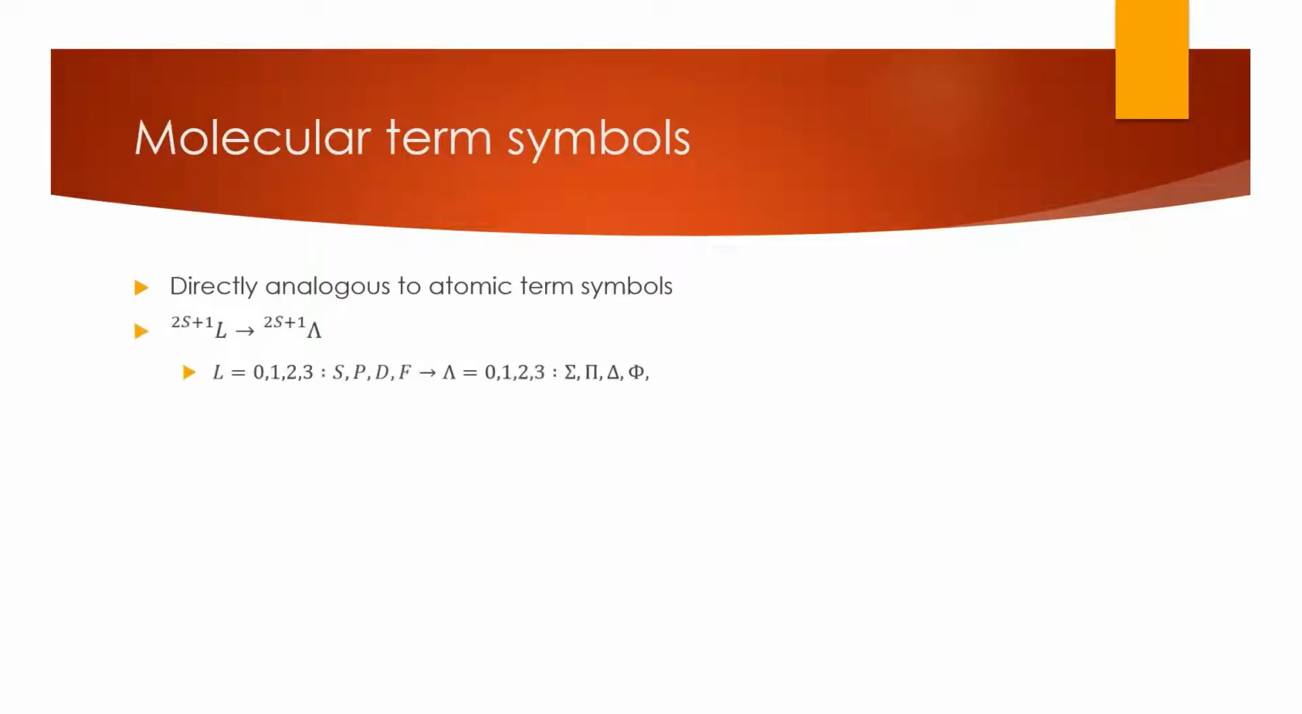To specify that we're talking about molecules, instead of using the Latin letters S, P, D, F, we use Greek letters. So our S terms become sigma terms for molecules, our P become pi terms, our D become delta, and F becomes a phi. Now, unlike atomic terms, it turns out that our molecular energy terms are generally quite a bit simpler than the atomic terms. Now, why is that?